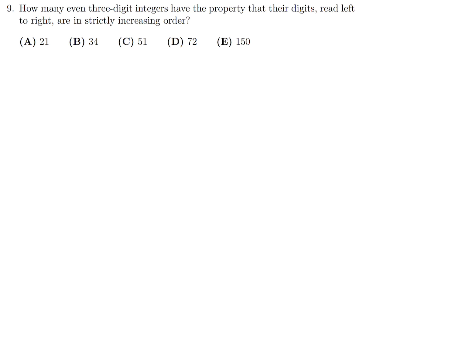How many even 3-digit integers have the property that their digits read left to right are strictly increasing in order?